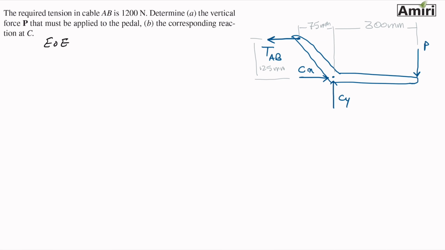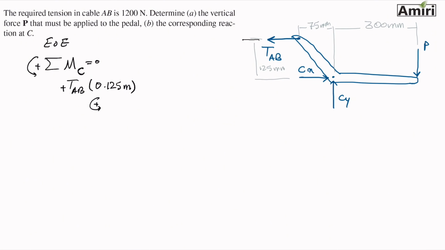The first one I'm going to use, which if you watch my videos you know is what I like to do, is to take the moment about the point where there are more unknowns, in this case Cx and Cy, because then I don't have to worry about those two right away. One equation and I can find my force P. So TAB multiplied by the distance between point C and the line of action of this force, which is that 125 mm. I just converted to meters right away, divided by 1000. And this one is trying to rotate this way. It's with my sign, so that's positive.